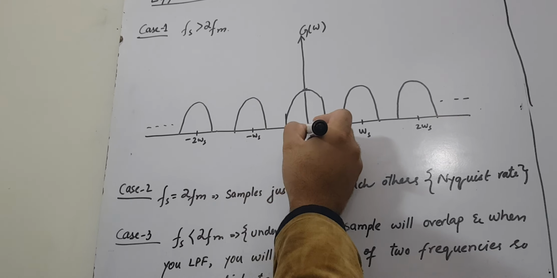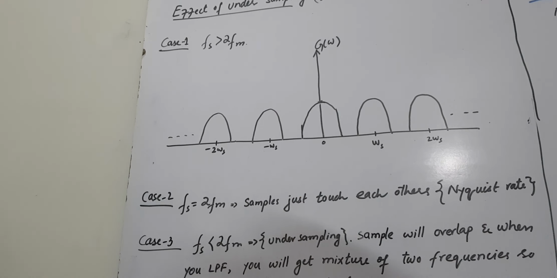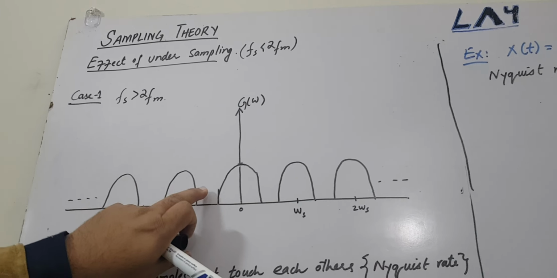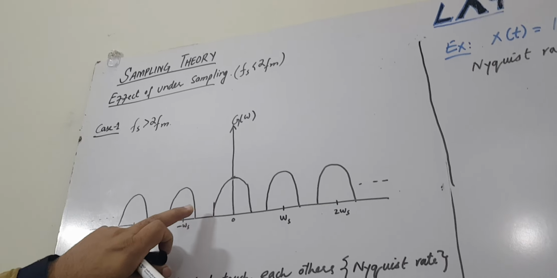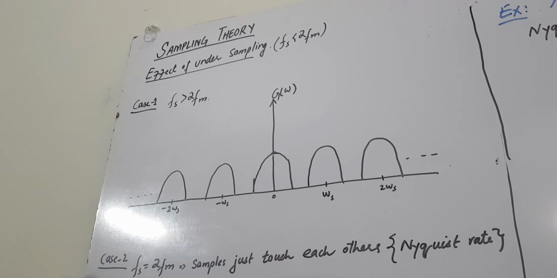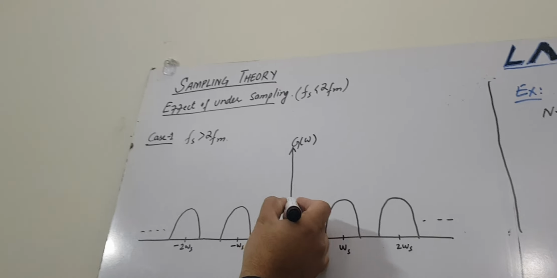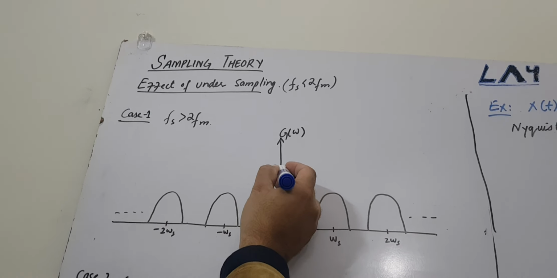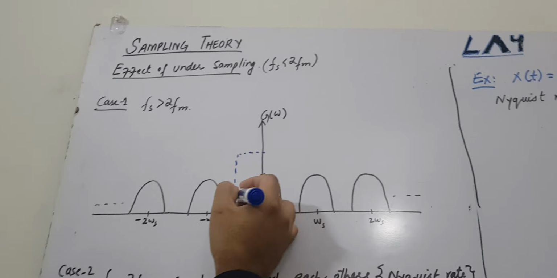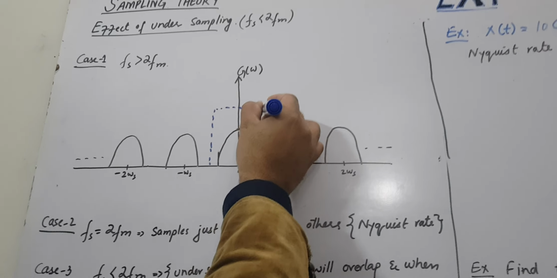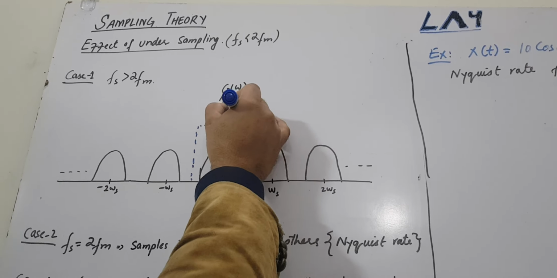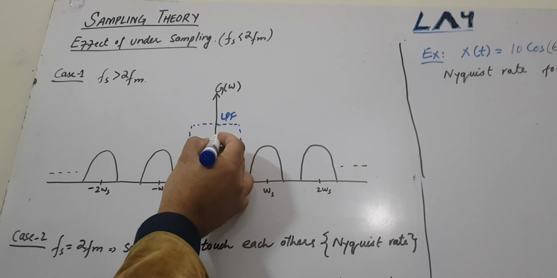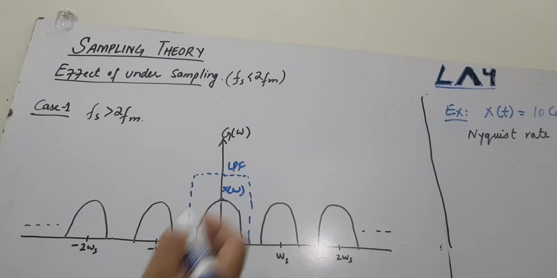So you can easily reconstruct using the low pass filter. The samples are not overlapping. There is much separation or gap between these samples, and using the low pass filter you can easily extract the message signal. So this is the low pass filter, and that gives you your X of W.